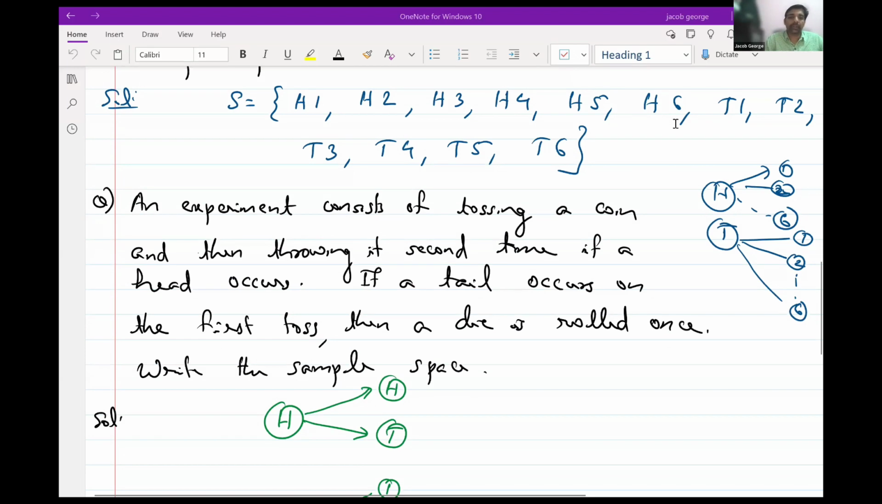If a tail occurs on the first toss, then a die is rolled once. Write its sample space.